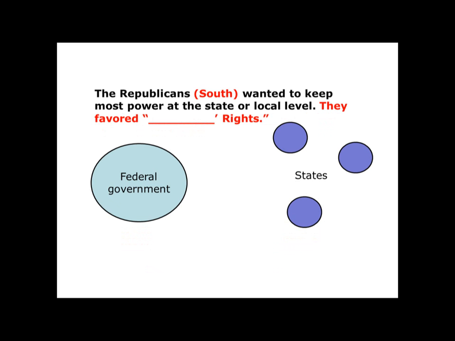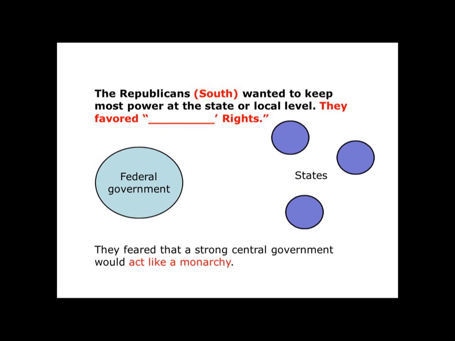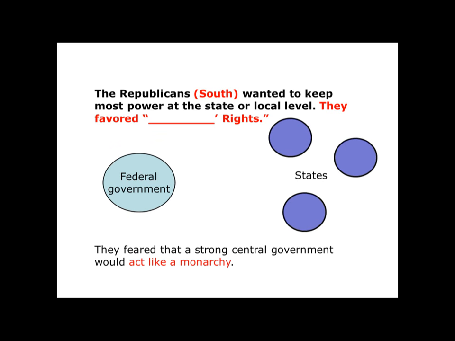The Republicans in the South, this was the Democratic Republicans, later shortened to Republicans, wanted to keep most power at the state or local level. They favored states' rights. They feared that a strong central government would act like a monarchy. Again, they favored more power to the states.